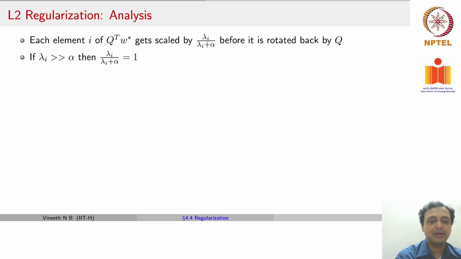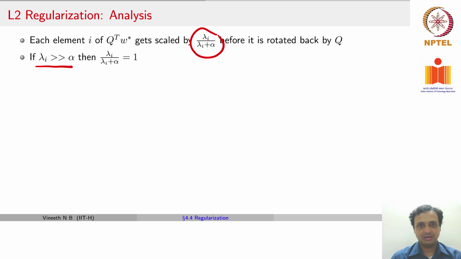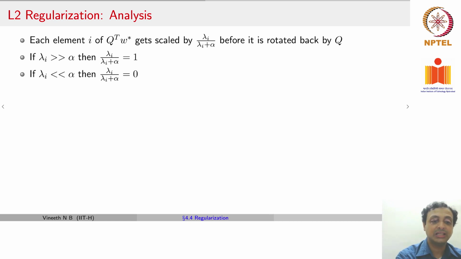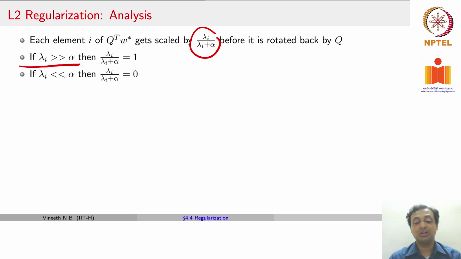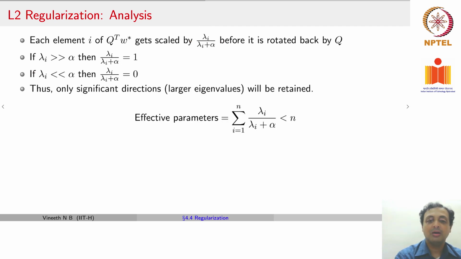The scaling says that if lambda I is much greater than alpha, this is going to become 1. And if lambda I is significantly lesser than alpha, this will become 0. Rather, the scaling is going to be of value only when lambda I is much greater than alpha, because in other cases, it's going to become 0. So those components of W star may just become 0 after this transformation. So only when we have large eigenvalues, the W star components will be retained in W tilde, which is the new solution for your regularized loss.